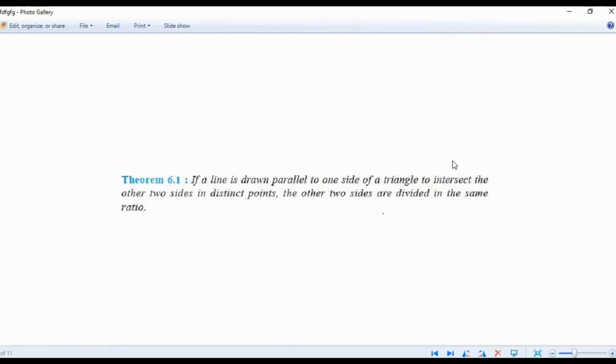If a line is drawn parallel to one side of a triangle to intersect the other two sides in distinct points, the other two sides are divided in the same ratio. This is the theorem. We want to study the proof also for this theorem. This is called the basic proportionality theorem. We have applied this theorem when we divided a line in the given ratio in the chapter constructions.